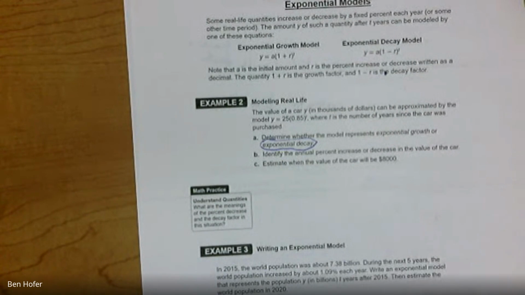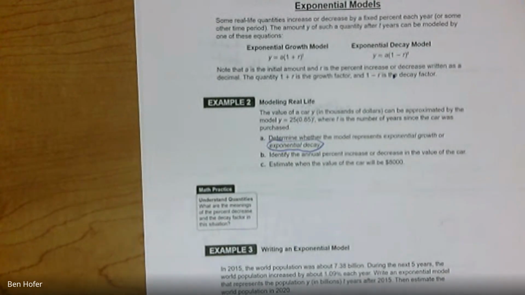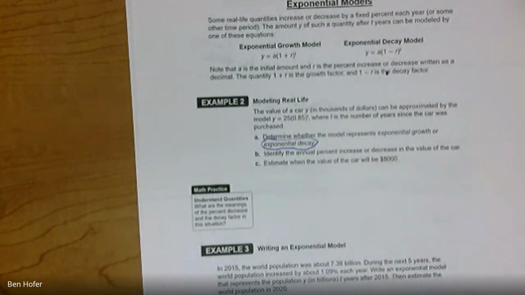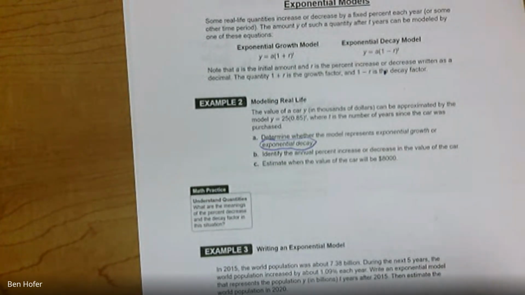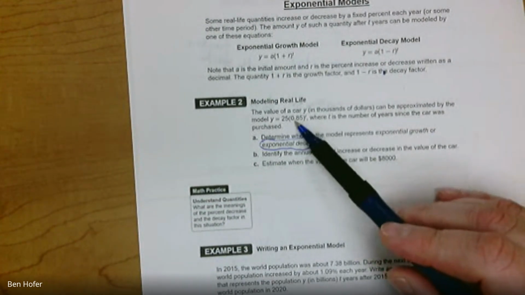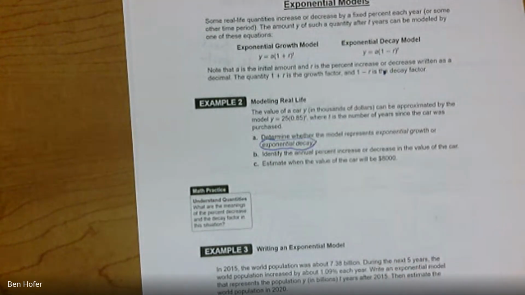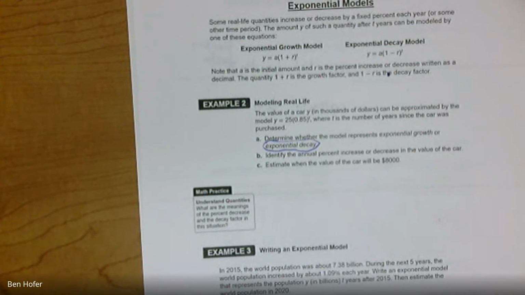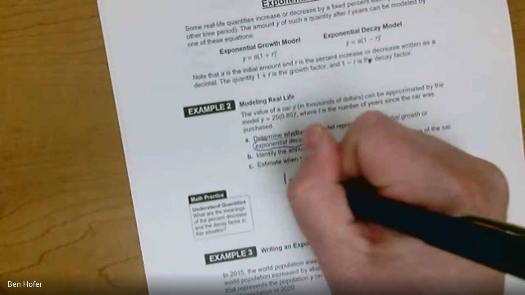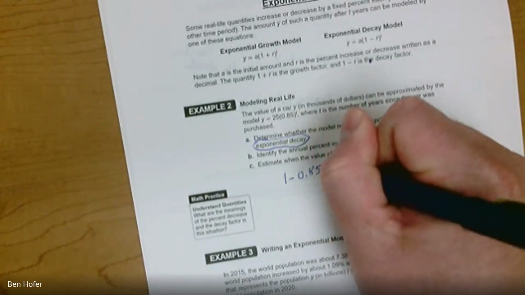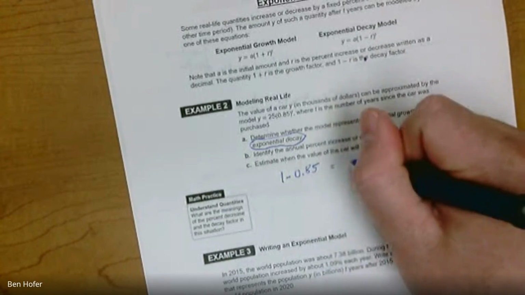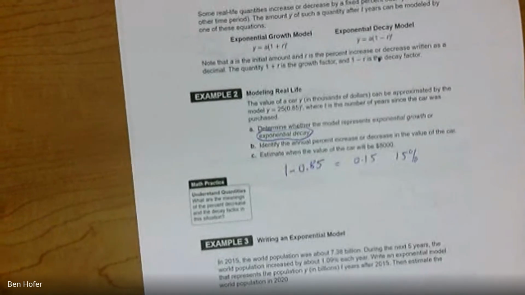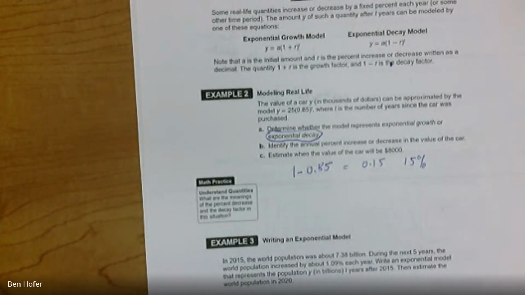And then it tells us to identify the annual percentage increase or decrease in the value of the car. And that's going to come right here in this part that we are taking to the exponent power. So we have 0.85. So we took 1 minus a rate of decay. So our rate of decay here in this problem is going to be 1 minus 0.85. Okay, so our rate of decay is 0.15 or 15%. So our car decreases in value approximately 15% each year.